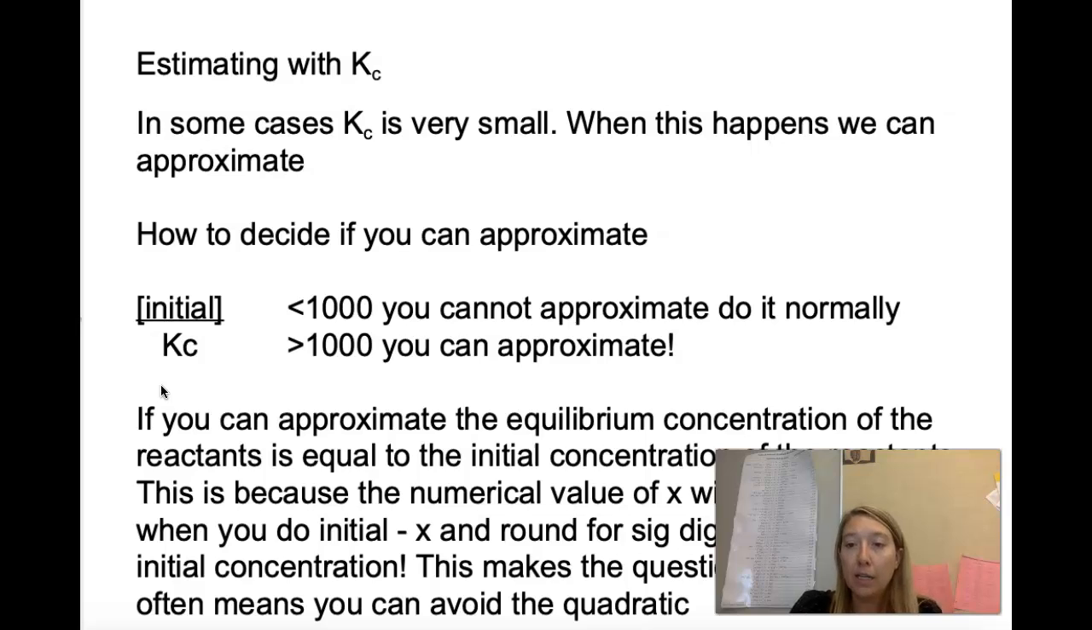If we get a number less than 1,000, that means K isn't small enough to approximate. You're going to do this question like you did all the ones in previous questions. If, however, you get a number greater than 1,000, that means you can approximate. That means K is small enough that once we figure out x and do that initial minus x and then round for significant digits, we still have that initial amount. This is going to make it easier because it's going to get rid of some x's for you, and it's going to generally make it a much simpler question to solve.